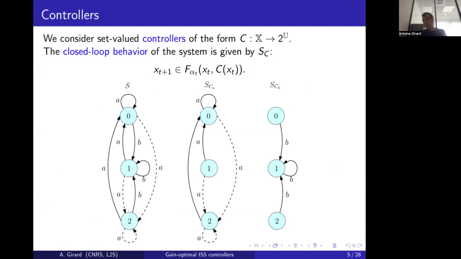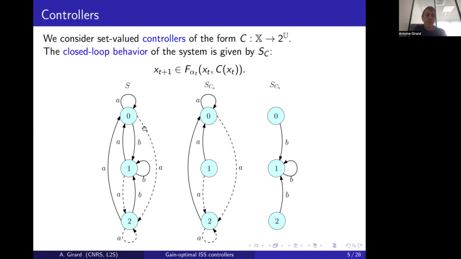And now we're going to deal with controllers, and the controllers that we will consider are also set-valued controllers. So it's a map from the state to a set of inputs. And when I have a controller, I can define the closed loop behavior of my system as follows. Given x_t, you pick any input in C(x_t), and then you move to one of the successors.